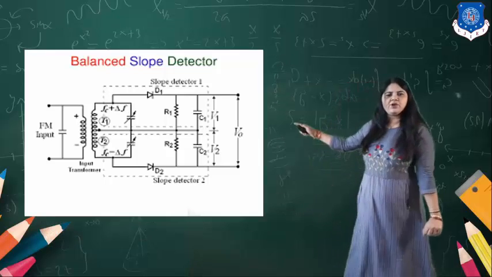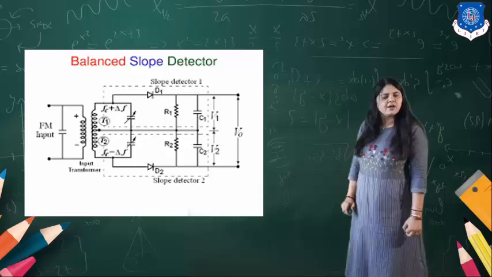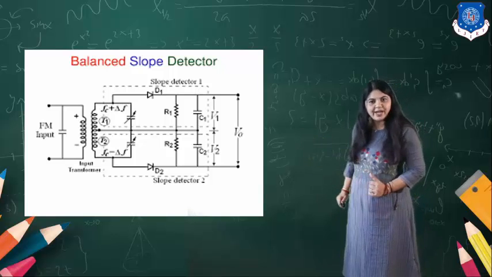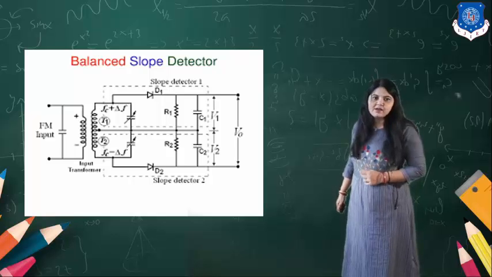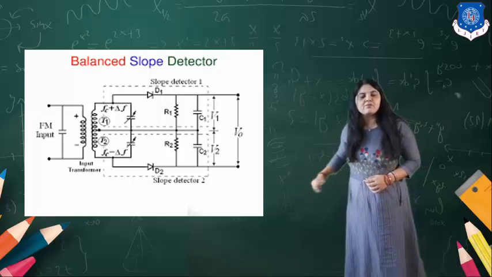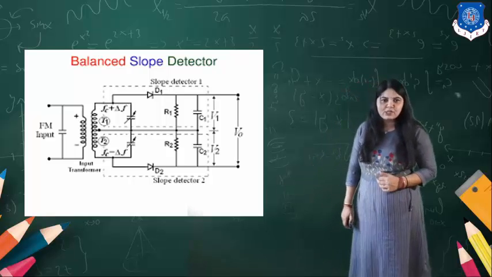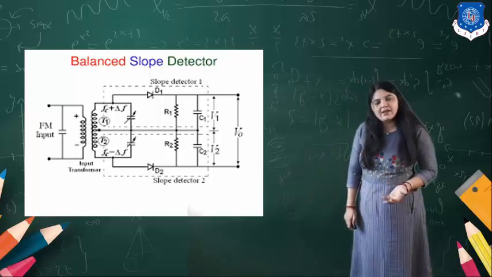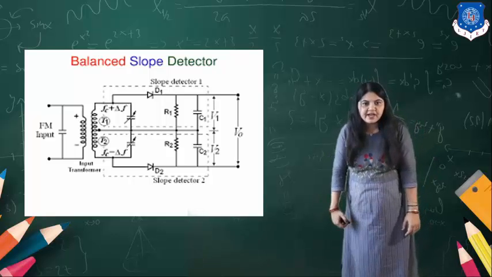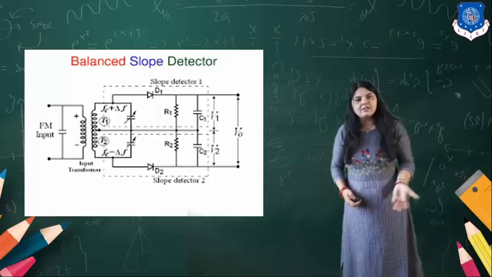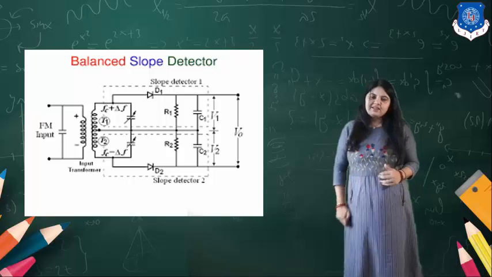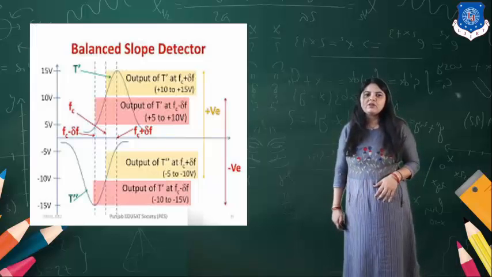Here you can see the diagram of the balanced slope detector. You can see what is connected onto the secondary winding. We have one slope detector, and on the bottom side there is another slope detector. What happens during the positive cycle? D1 will conduct. During the other cycle, D2 will conduct, and we can have the output, which is the summation of both.